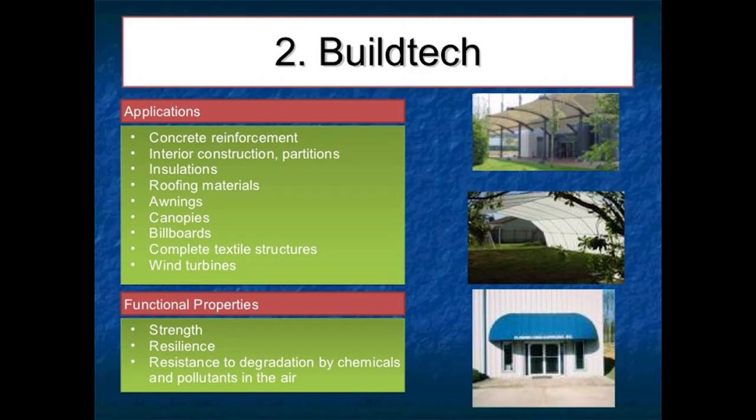So let's see about build-tech. Build-tech is nothing but the textile material that we are using in the constructional field. Its applications are concrete reinforcement, interior construction, partitions, insulation materials that we are using in the constructions, and then roofing materials like awnings and canopies, and then billboards that we can see in the roadsides for advertisement, and then complete textile structures that we are using in the building areas and all, and wind turbines. These are all the applications, and the functional properties of build-tech are it should possess strength, resilience, and resistance to degradation by chemicals and pollutants in the air.